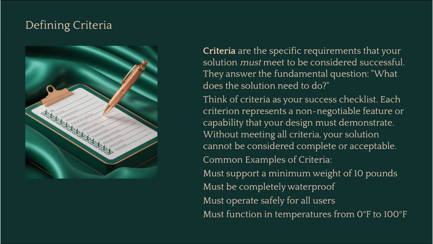Now let's talk about success. How do you know if your final design actually solved the problem? That's where criteria come in. Think of criteria as the list of must-haves, the standards the solution must meet. If you're designing a better pencil, a criterion might be, it must be comfortable to hold, or it must write on both paper and wood. They define what a successful outcome looks like.